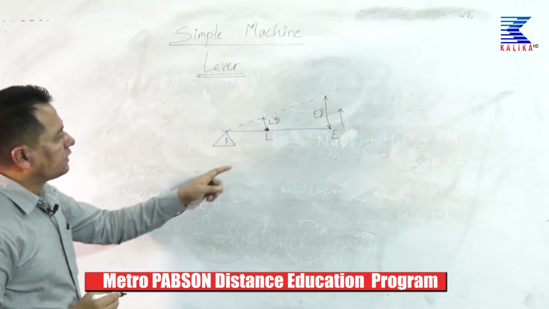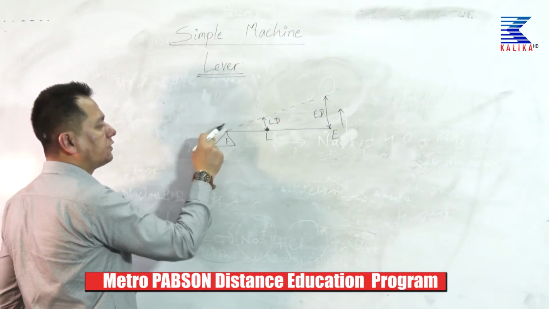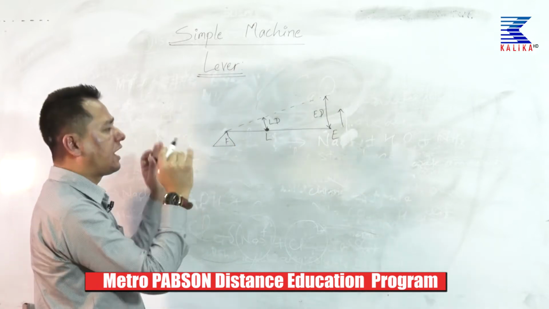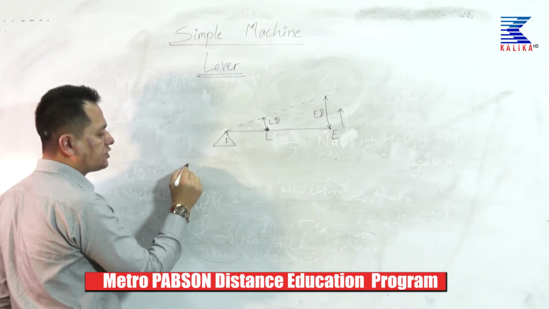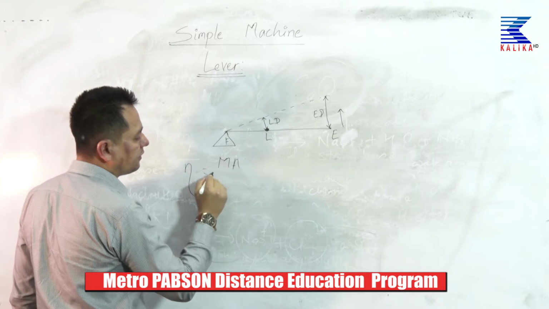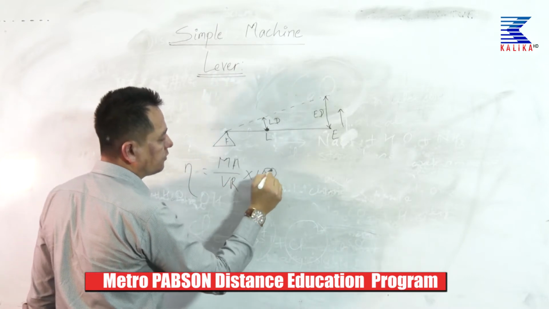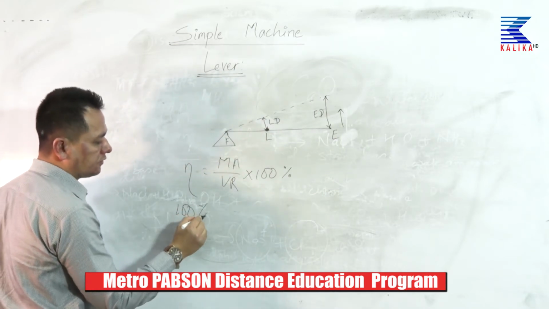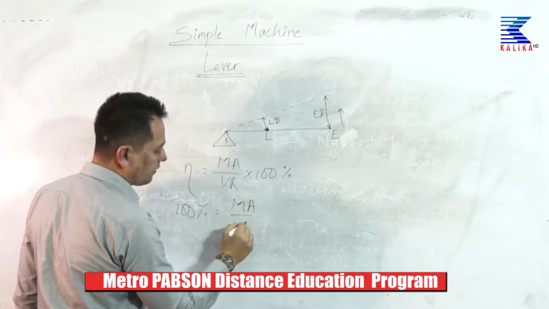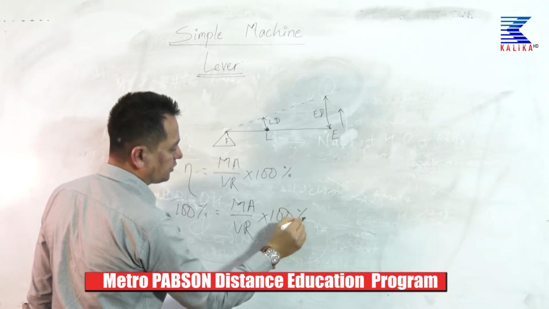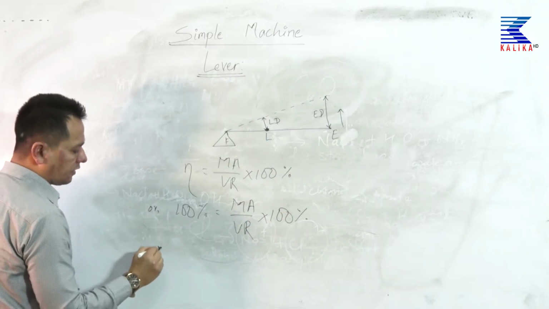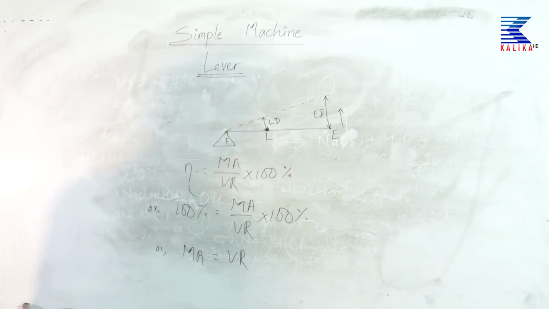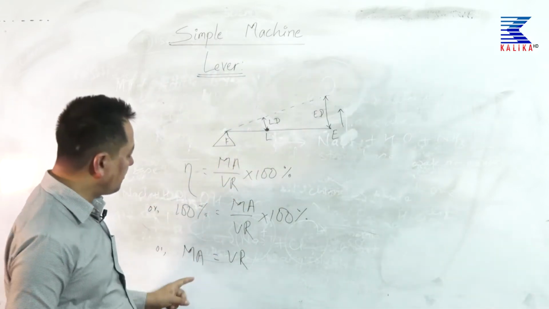And we are applying effort here, our load lies here, and this is the fulcrum. Now, if we assume this particular lever a frictionless one, suppose no friction acts here, an ideal one, then efficiency is MA upon VR times 100%. If this is an ideal one, efficiency is 100%. It means MA equals VR. So in this lever, MA and VR are equal.